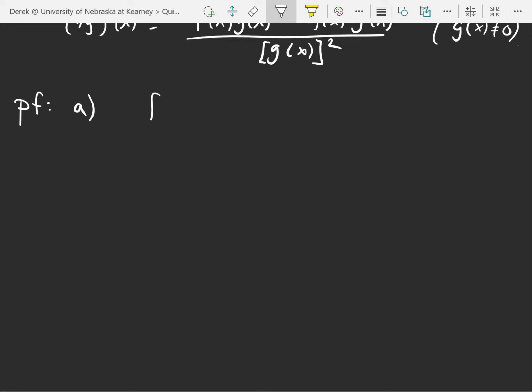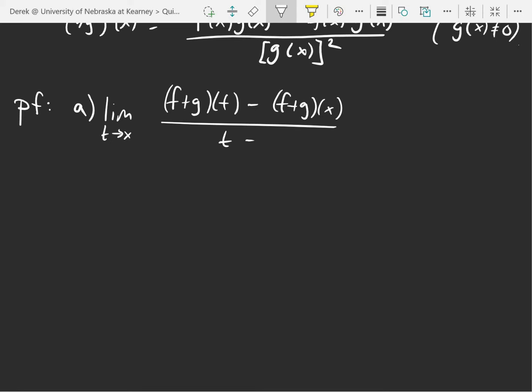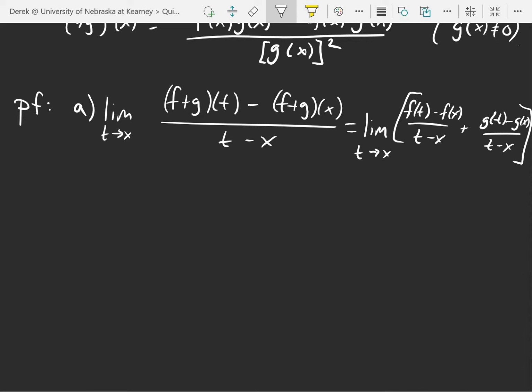We need to take the limit as t goes to x of (f plus g)(t) minus (f plus g)(x), divided by t minus x. Okay, we're going to split this up. This is equal to the limit as t goes to x. We're going to do some algebra here and just get f of t minus f of x over t minus x, plus g of t minus g of x over t minus x. We'll take the limit of that stuff.